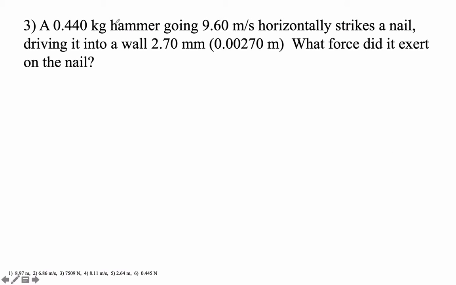Okay, so a 0.44 kilogram hammer is going 9.6 meters per second horizontally. It strikes a nail, driving it 2.7 millimeters, so that many meters, into the wall. What force did it exert on the nail? Okay, so here's our hammer, it's moving, and here's the wall.